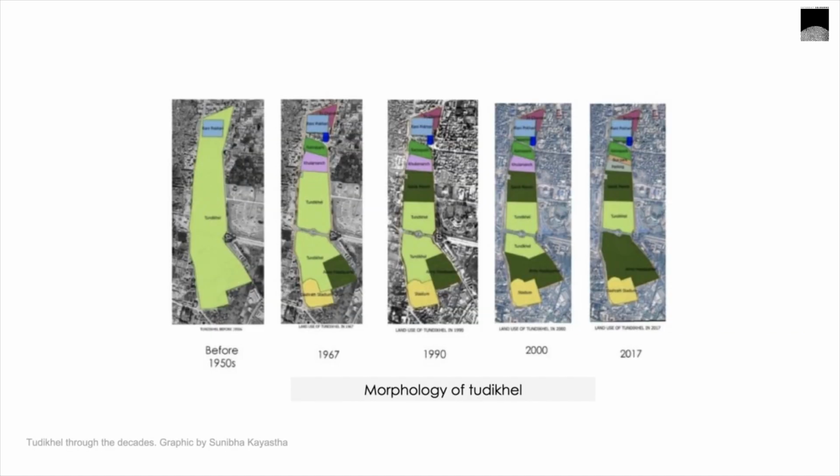With the passage of time, a number of transformations occurred in Tudikhel, such as decrease in size, change in activity, and also in land use. The open space of actual Tudikhel has decreased over time to make it more diminished in size at present.